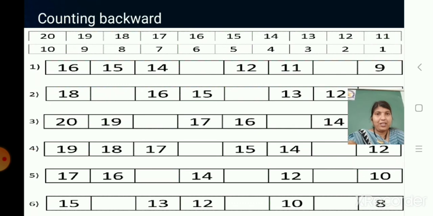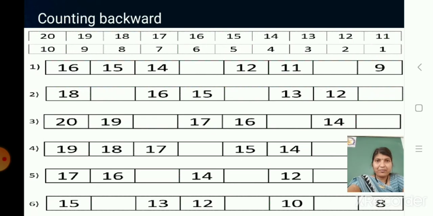Understand? What did we do? We said the numbers in reverse order. We count down, count back. We go back, not forward. So see here some examples are given. We will solve them. So see numbers are given 16, 15, 14. Now one box is missing. So you have to fill the missing numbers in that.